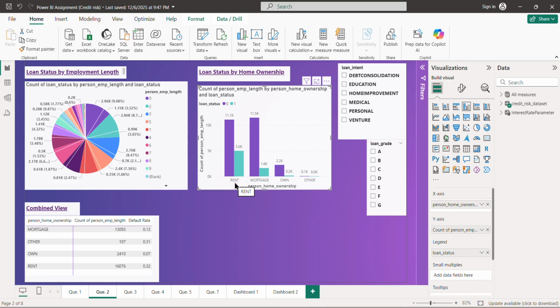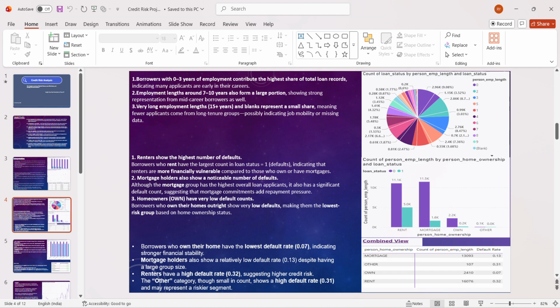So when we look at the rent category, where loan status is 0, which means non-default, the count of person employment length is 11,000. So it's interpreted that renters show the highest number of loans, which means borrowers who rent have the largest count in loan status, indicating that renters are more financially vulnerable compared to those who own or have mortgages.